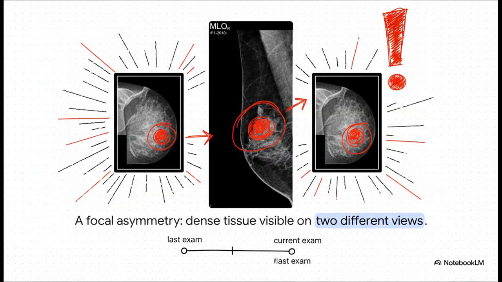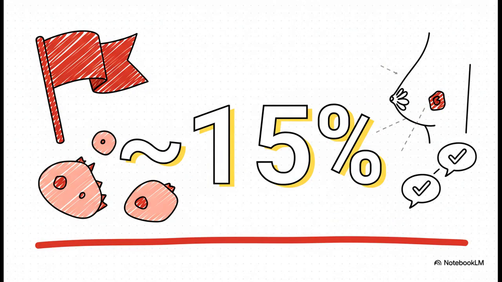All right, next up is something called a focal asymmetry. See that little area of dense tissue? It's showing up on two different mammogram views. Now, if an asymmetry has been there for years and hasn't changed, it might be totally fine, but a developing asymmetry, one that's new or bigger than the last exam, oh, that's a major red flag. And just how big of a red flag are we talking about? Well, roughly 15% of these developing asymmetries turn out to be malignant. And that is why spotting them and reporting them using this standardized language is so critical.